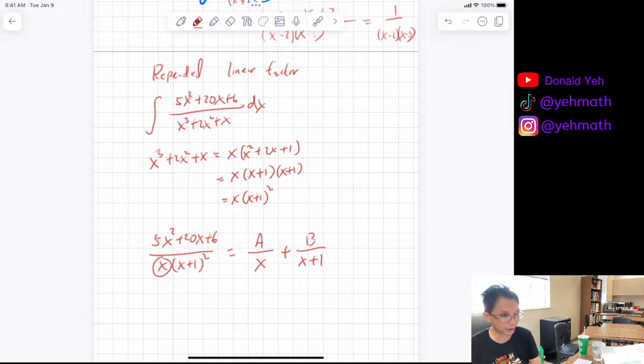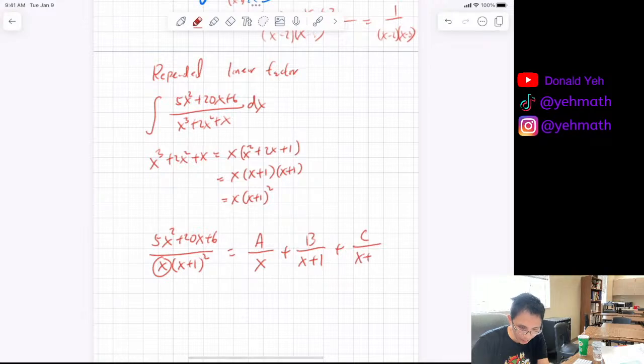And then that's going to be a plus b over x plus 1. That's the second factor. But the next one is going to be the x plus 1 squared, because they have a common denominator. Because there's 2 already on the bottom. So it's x, x plus 1, and x plus 1 squared. So we have to square it again.